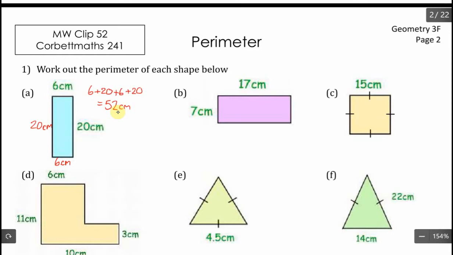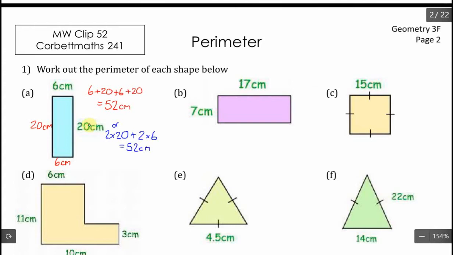The shortcut for that would have been to recognise that there are two lots of 20 here. So we could have also done 2 times 20 and added on 2 lots of 6. Okay, so that would be 40 plus 12, which would also give us 52.